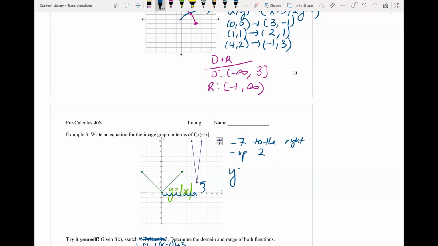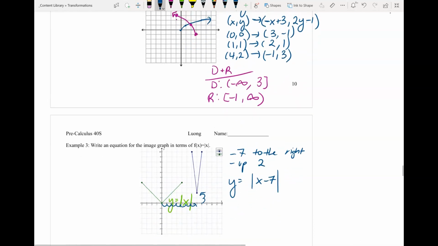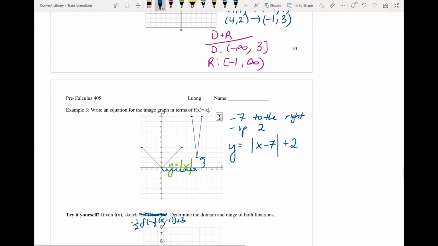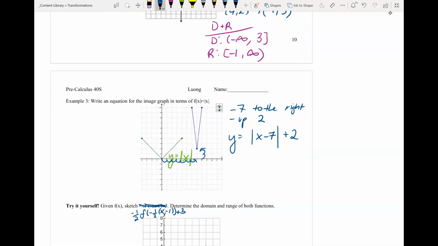So if I want this as an absolute value for now, this is going to be x minus 7 in the absolute value brackets. And then up 2 would be on the outside of the absolute value brackets. So this is what we have so far. Of course, it's not a final answer because if you take a look at our picture here, they don't have the same stretch or compression. They're different. We need to find the vertical stretch or compression.